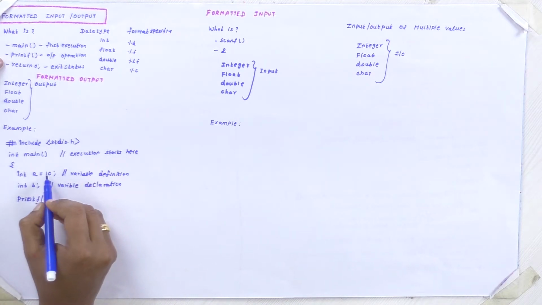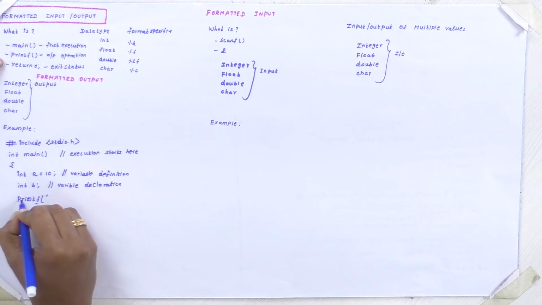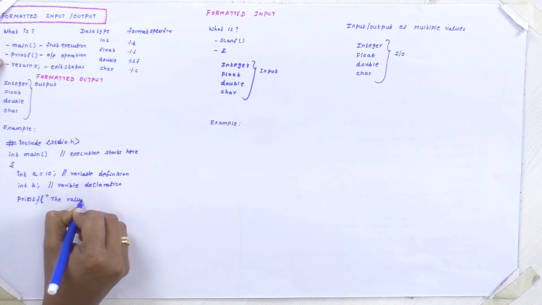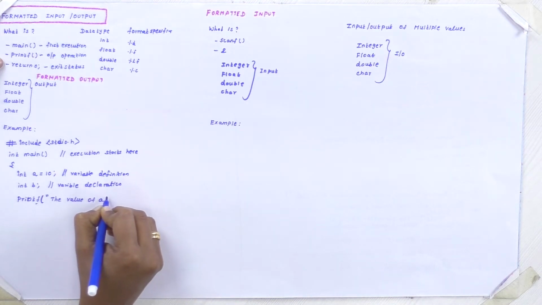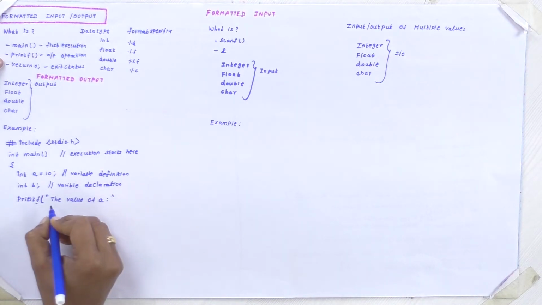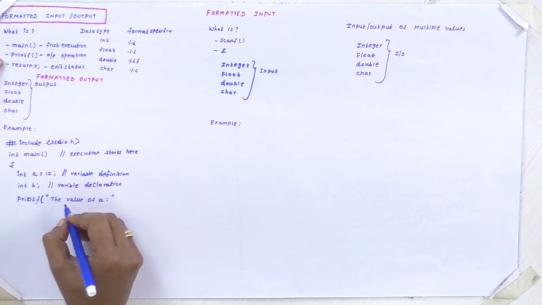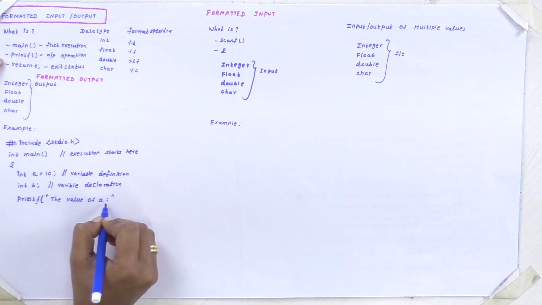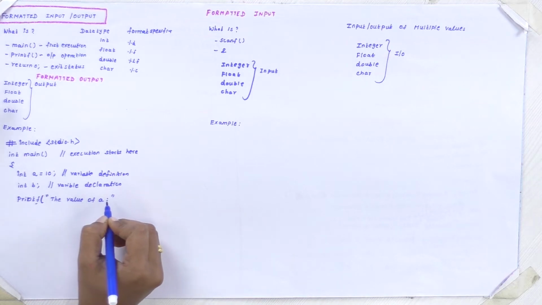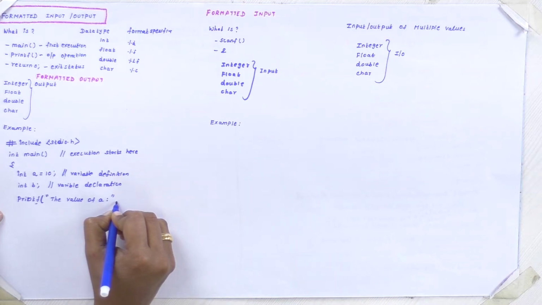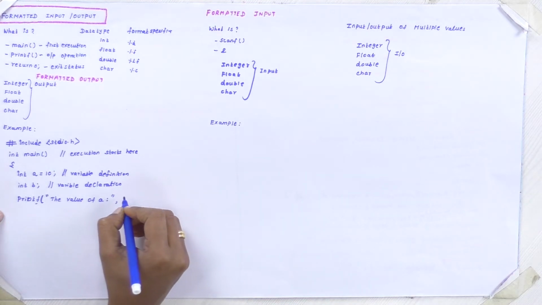So I am going to print this value. So printf, double quotes, inside the double quotes, the value of a. So this will display as it is. So the output will be the value of a colon. So I need to display this value. So for that you have to use a comma and a.